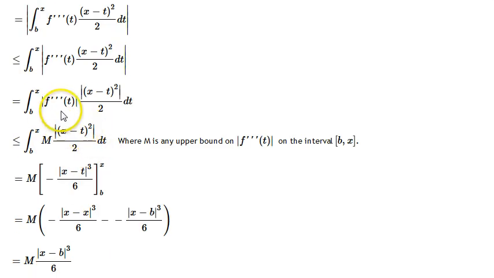The third derivative of this function is what's sitting right here. So what I want to say is let M be any upper bound for the third derivative. Of course, as in previous cases, the smallest upper bound that you can choose is probably the best one to do. It gives you the best idea of what the errors actually are. So any upper bound on the third derivative on this interval from b to x, right?